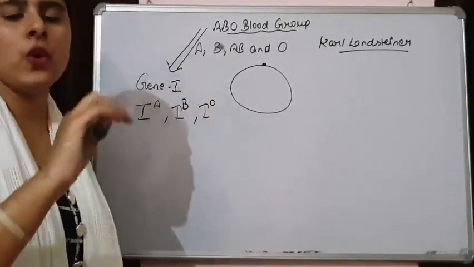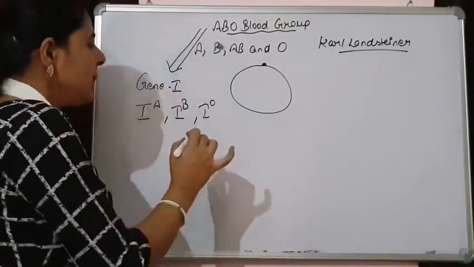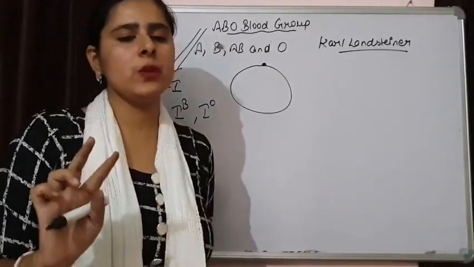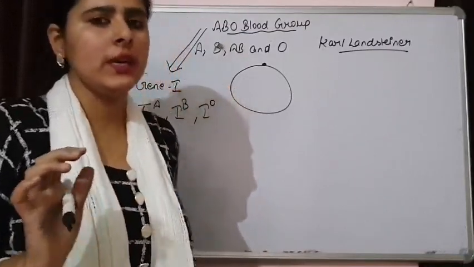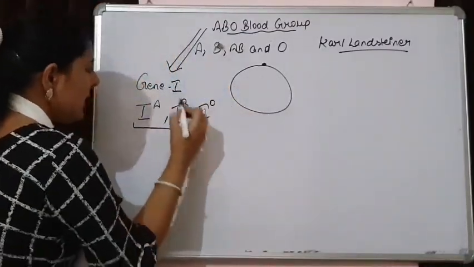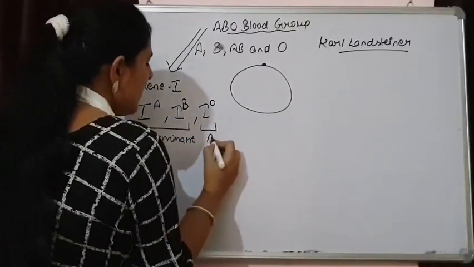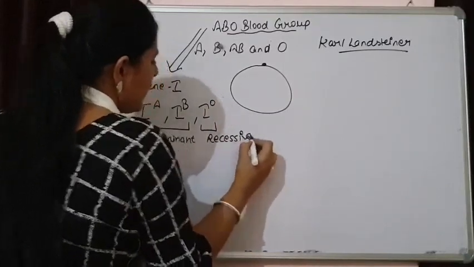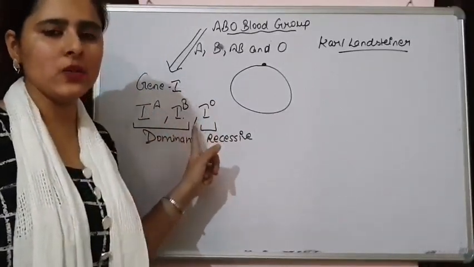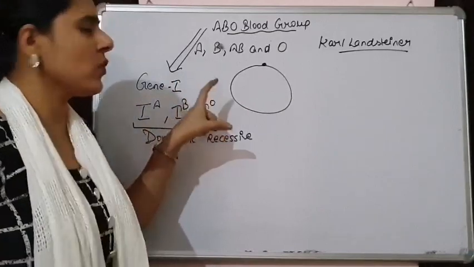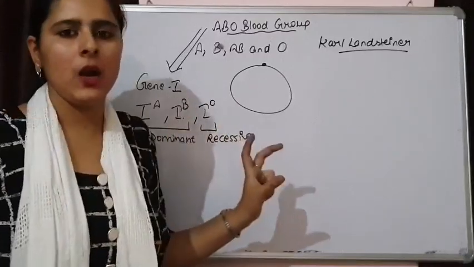Now in an individual, only 2 alleles are possible. So out of these 3, a combination of any 2 alleles will be present in an individual, and this combination will describe the blood group of the individual. Out of these 3 alleles, these 2 are the dominant alleles and this one is the recessive allele. Dominant simply means they are going to express in both homozygous as well as heterozygous situation, and the recessive is only going to express itself in a homozygous situation. We will see how.